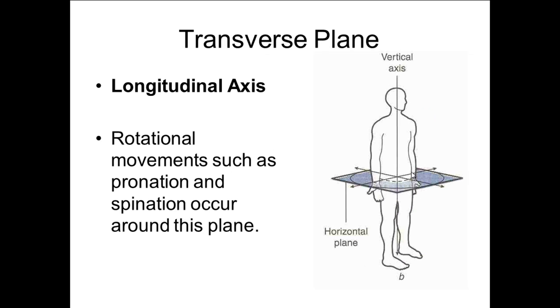And the final plane is the transverse plane, and this pivots around the longitudinal axis. This is for rotational movements, things like pronation and supination. So turning, we can think of.